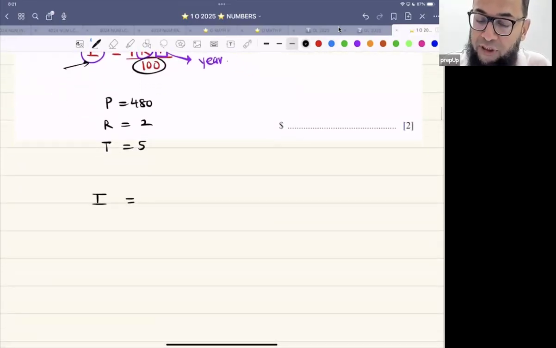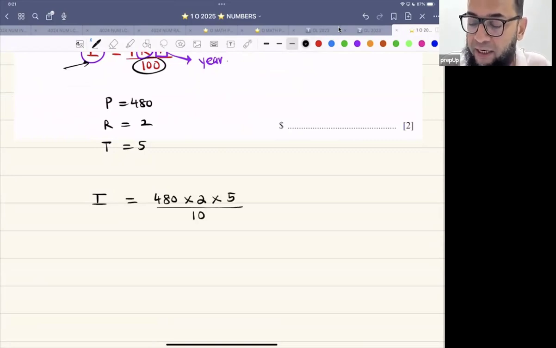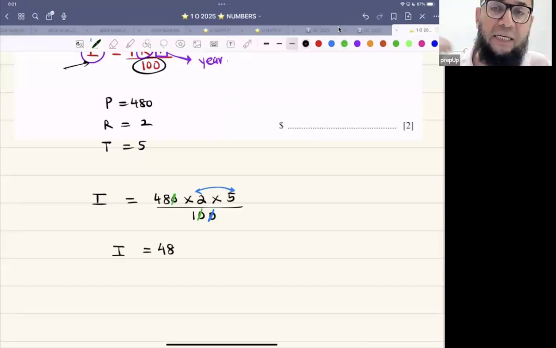So I is equal to P, 480 into 2 into 5 divided by 100. Cancel off, 2 into 5 is 10. Cancel off a 0. And then cancel off this 0 with this 0. So what are you left with? Interest is 48. Effortless working.